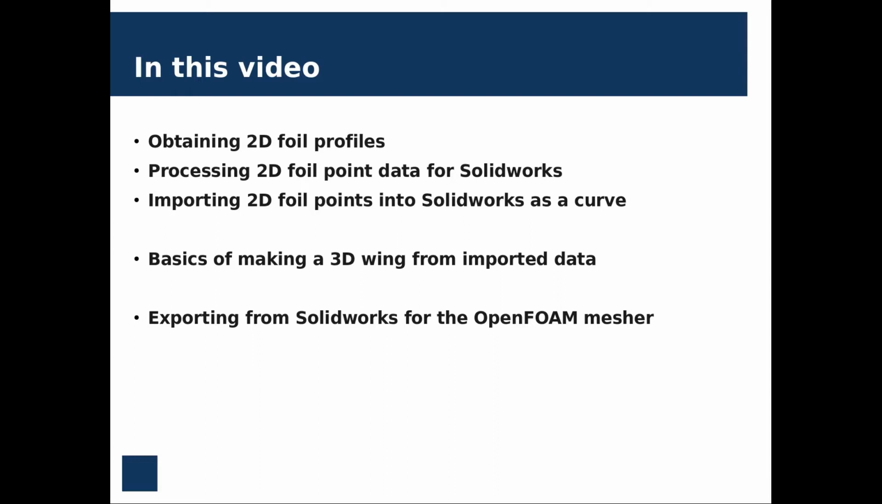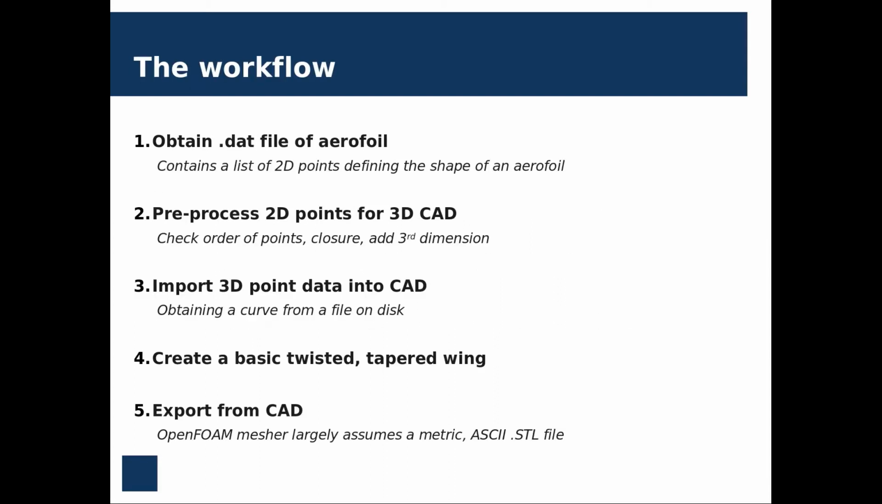So in terms of the workflow, we first need to get a DAT file of the airfoil, which is going to define a bunch of points that lie on the airfoil. Then we need to process those into a 3D curve that SolidWorks is going to be able to work with. Once we've imported that into SolidWorks, we are going to create a very simple twisted and tapered wing. And then we're going to go over the very basic step for exporting it from SolidWorks into an ASCII .stl file for snappyHexMesh. So let's get started.